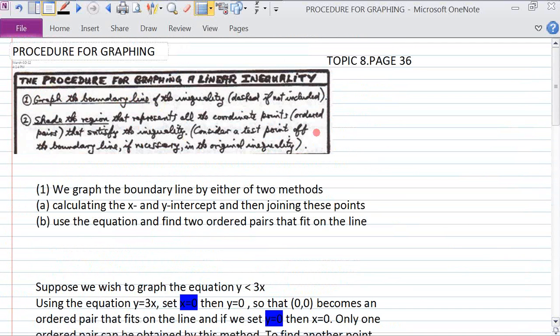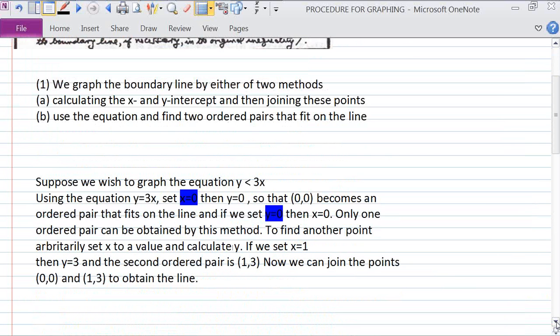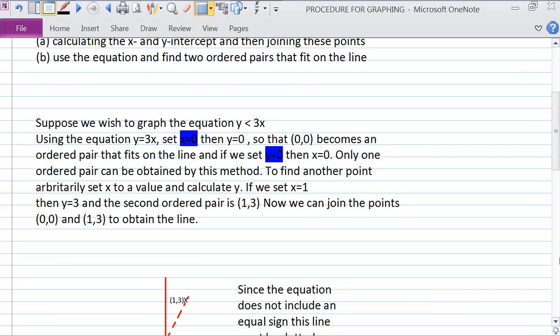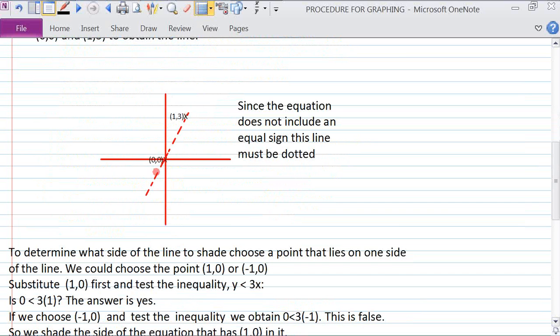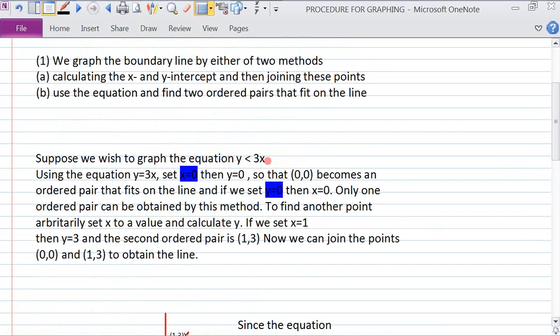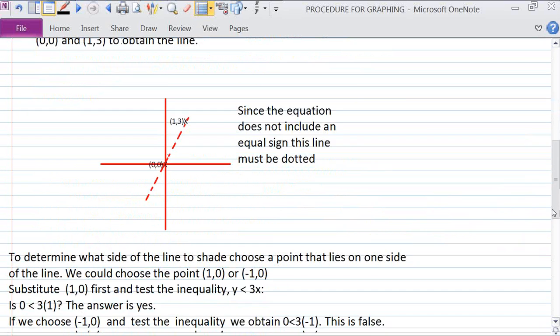We graph the boundary line, and we do that by either of two methods. We can either use the x and y intercept method, or we can use a set of test points. So in our case, we found that the two ordered pairs were 0, 0 and 1, 3. Now we drew the line. And the reason we drew this dotted is because there was no equal sign included right here. So if there were an equal sign, we would make it a solid line, a line with no dots on it. Because it has less than, we do not include the boundary line itself.